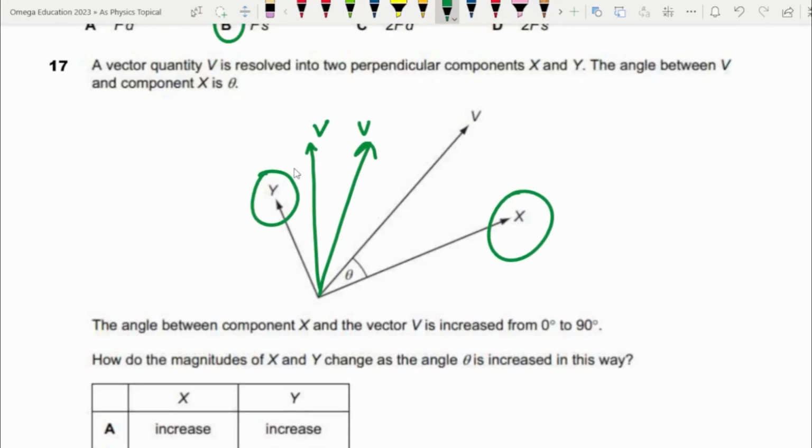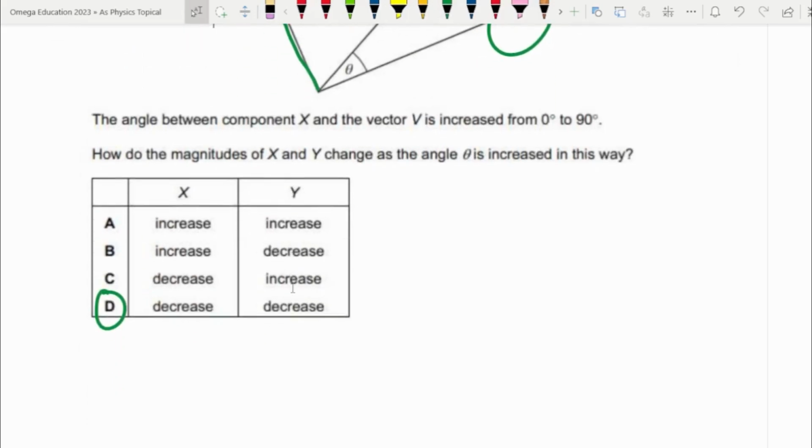And as a matter of fact, if you increase the angle in such a way that the vector is exactly in the direction of Y, in that case, the component along X would be 0. And the entire vector would be in the direction Y.